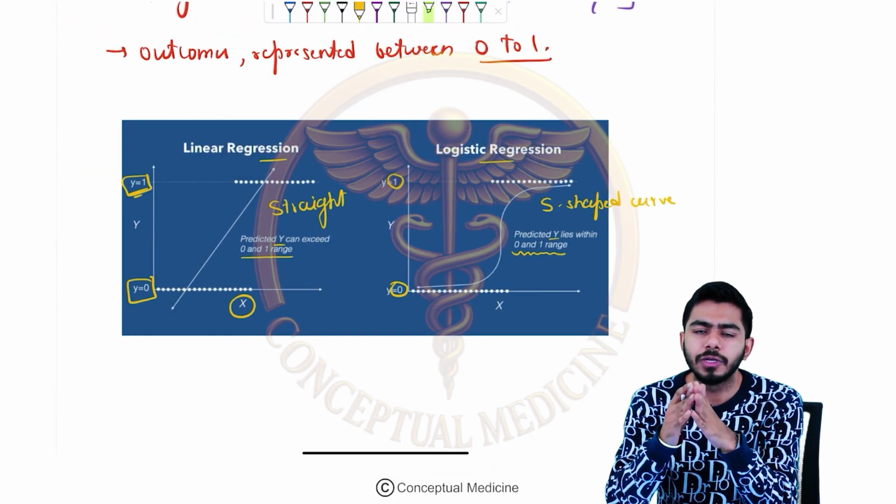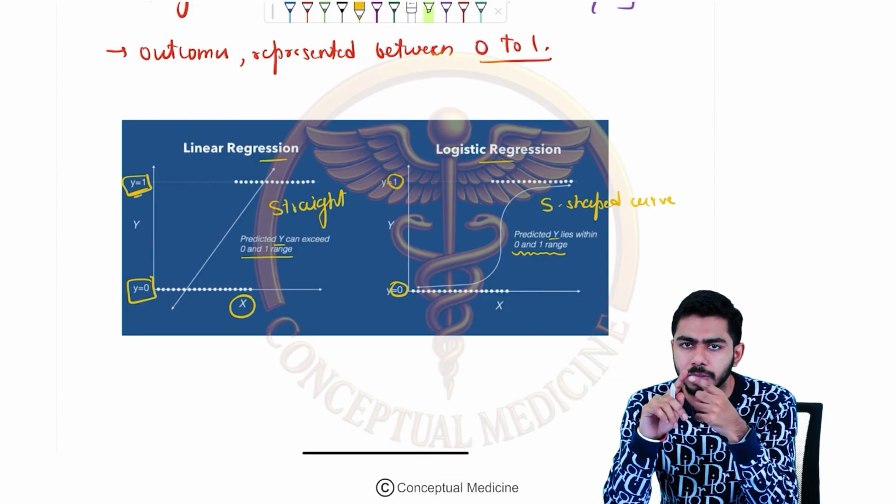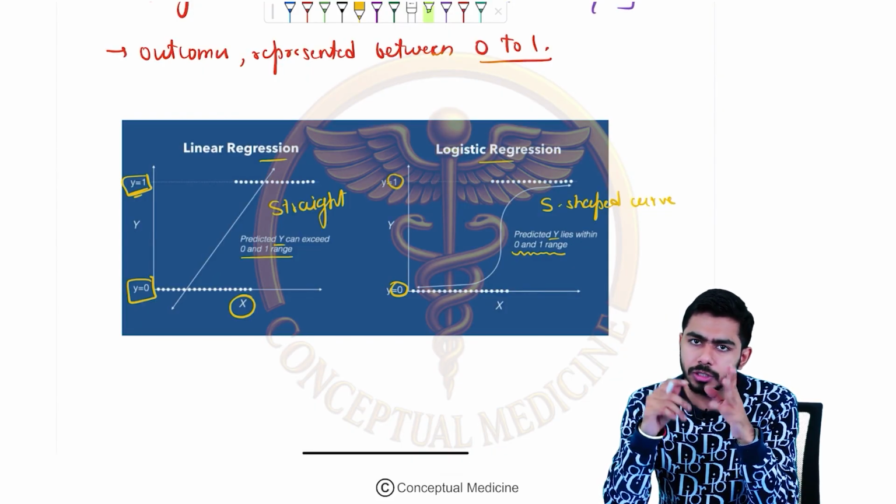So that was about regression, where we have talked about 3 types over here, that is simple linear, multiple linear, and logistic regression, right?